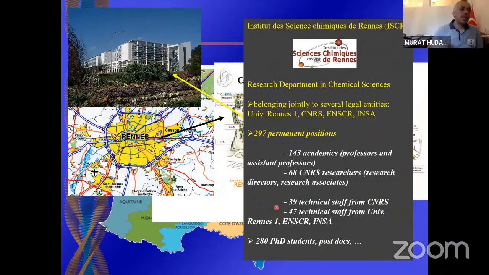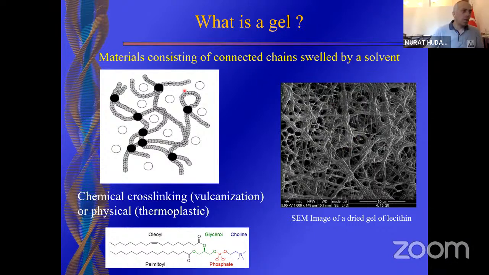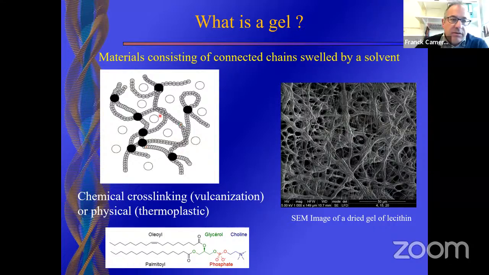Yeah. So today, as I told you, I will speak about gels. So let's see some basic introduction. We can define a gel as a material consisting of interconnected chains swelled by a solvent. You have a picture here showing chains which are interconnected, and these chains are swelled by a solvent. This is a picture obtained by TEM with lecithin, which forms gels, and you can see how the solid structure inside the gels can look.